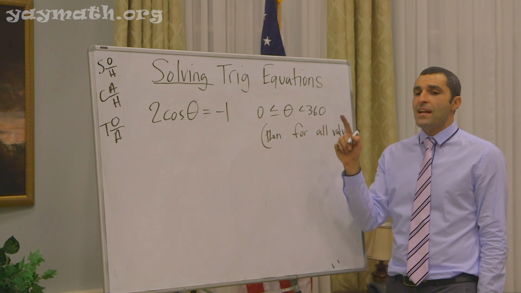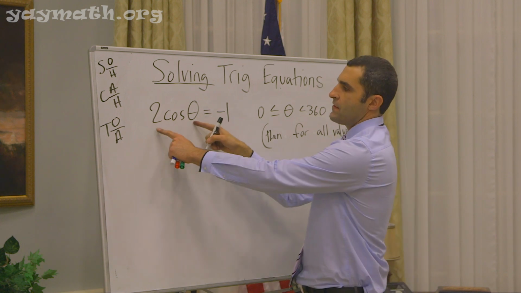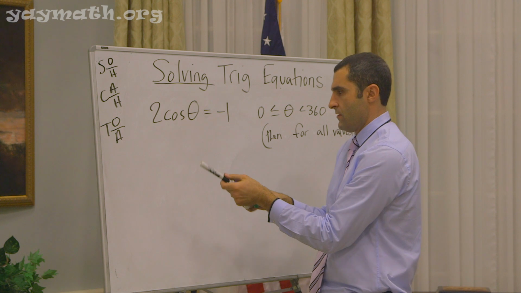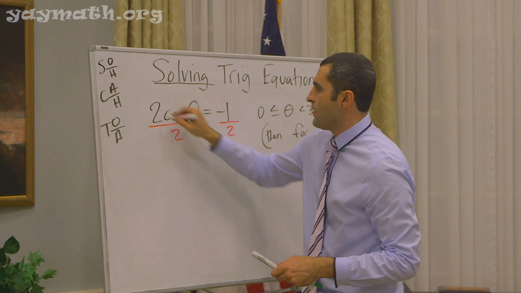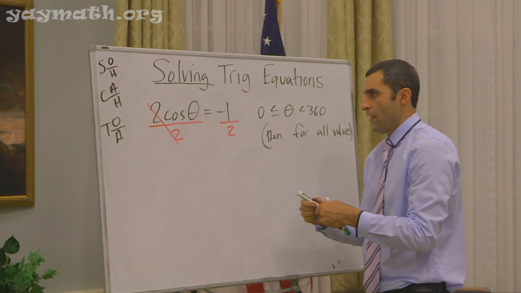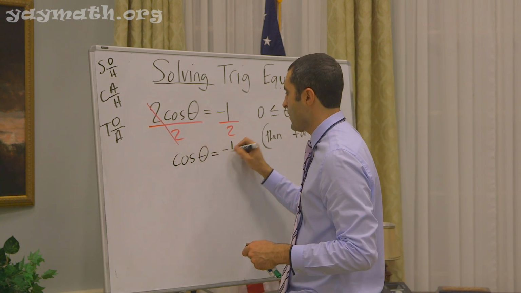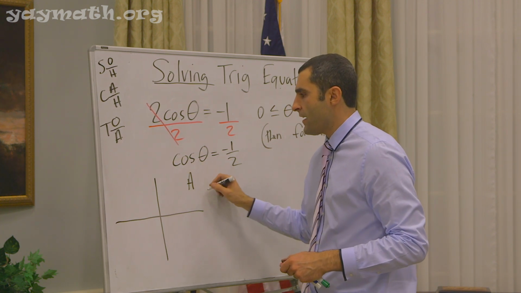Can we divide both sides by something? I want to simplify this and maybe isolate cosine. So divide by 2. Yeah, that would make more sense. These go, and we're then left with cosine of the angle equals -1/2.